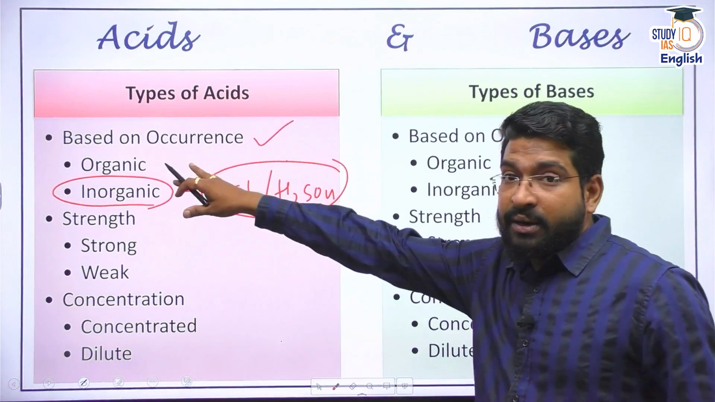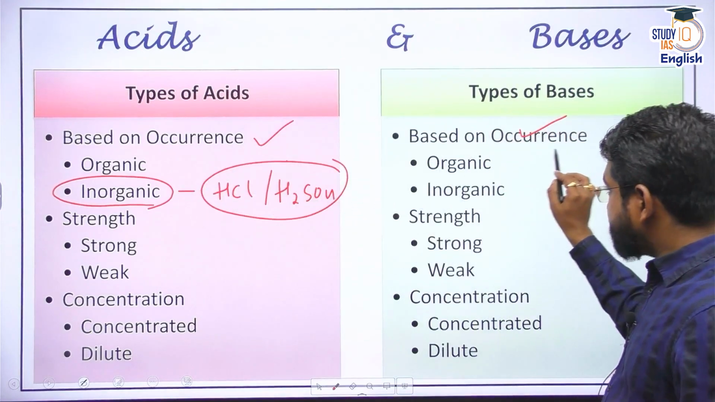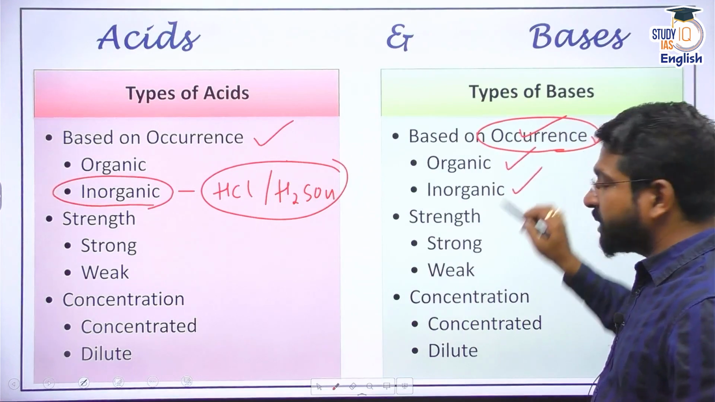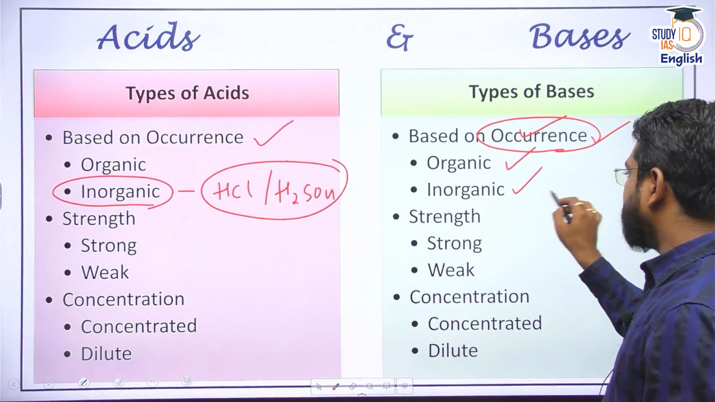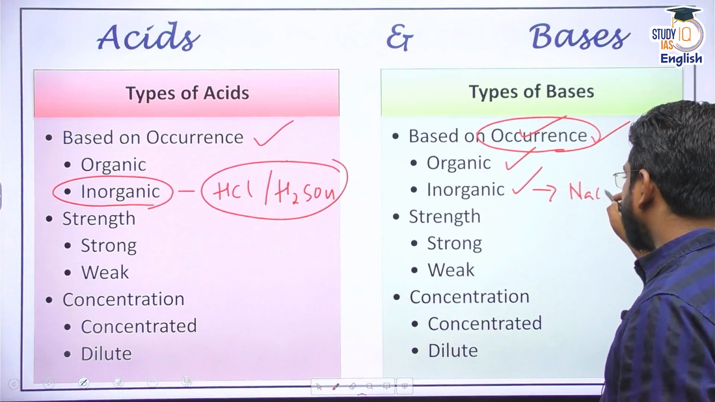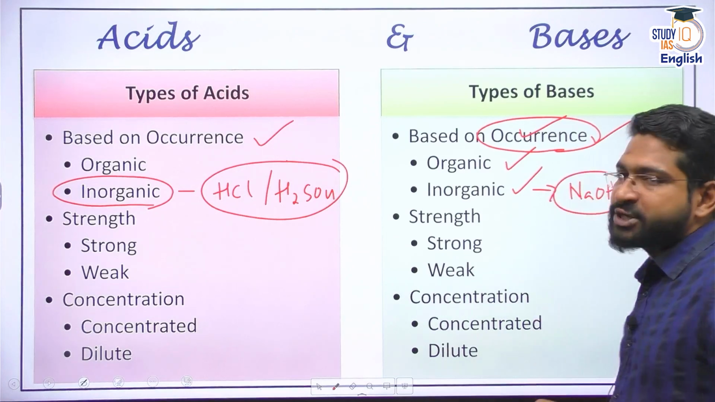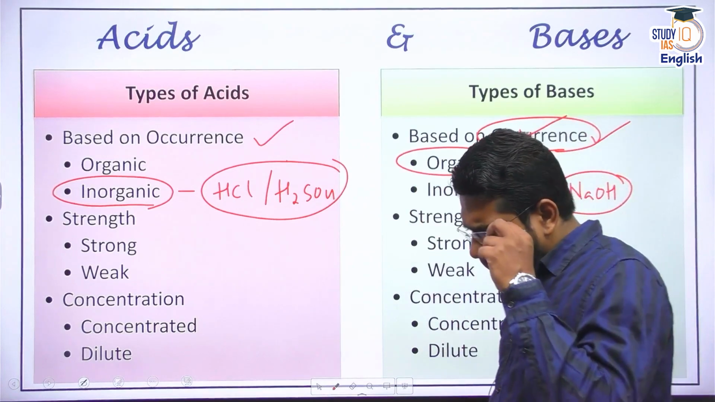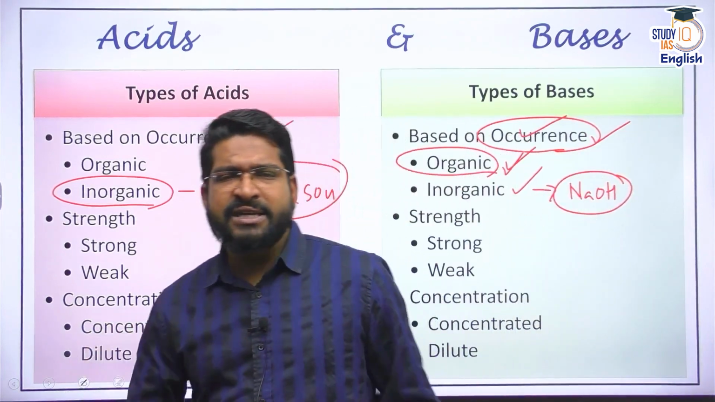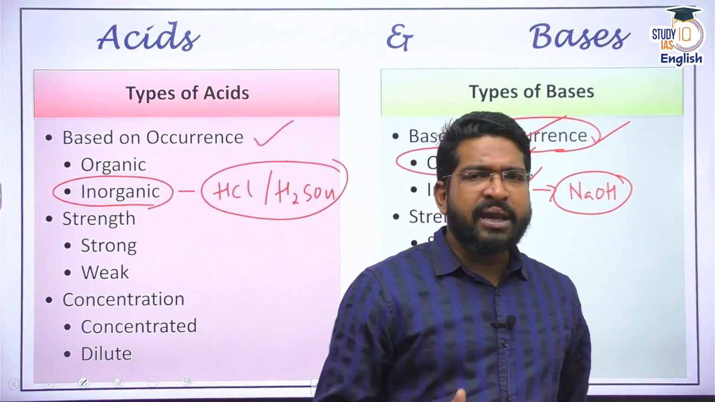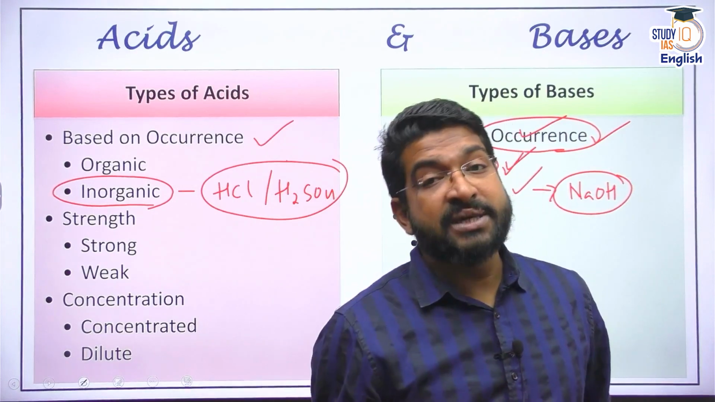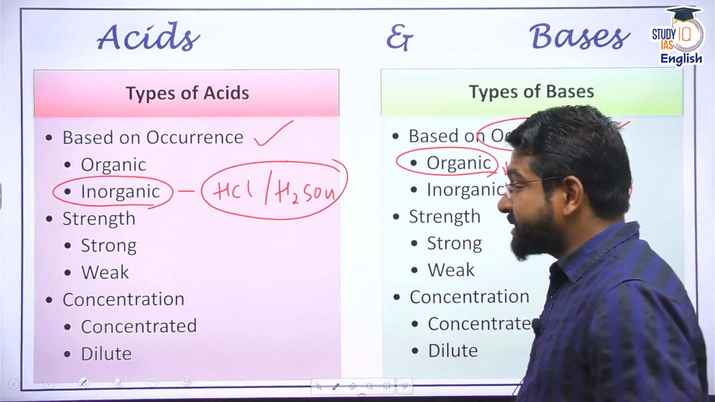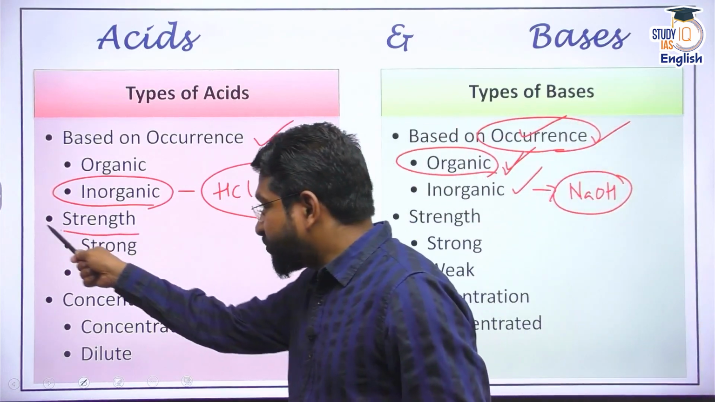Similarly, on the basis side, on the basis of occurrence, we have organic bases and inorganic bases. Inorganic bases, again, that we use in our lab, are sodium hydroxide, potassium hydroxide, calcium hydroxide. There are many organic bases as well which occur in, say, our human body itself. There are many other organic chemical compounds which have basic nature. Apart from this, we also categorize acids and bases depending on their strength.